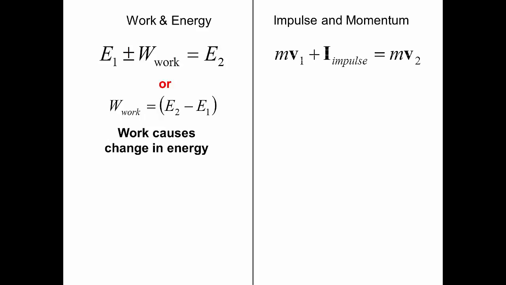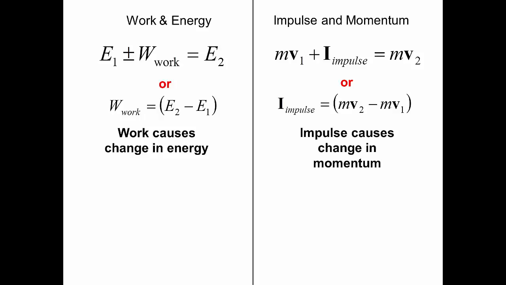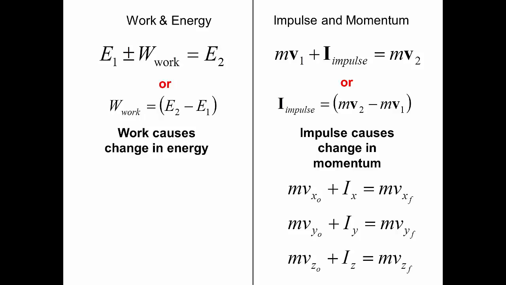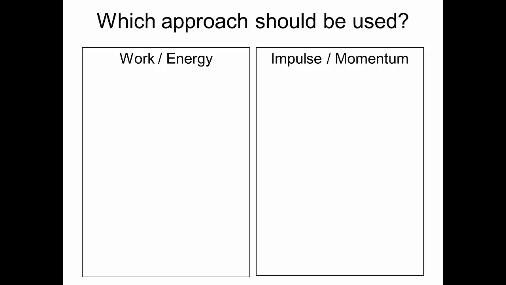For impulse and momentum, we have our initial momentum plus an impulse equals our final momentum. And again, these are vector quantities. Or we can rewrite this to say that an impulse is equal to our final momentum minus our initial momentum. Another way to say this is that impulse causes a change in momentum. But again, because these are vector quantities, we have to break these down into x, y, and z components to solve the problem. So how do we know which approach should be used when we're trying to solve a problem?